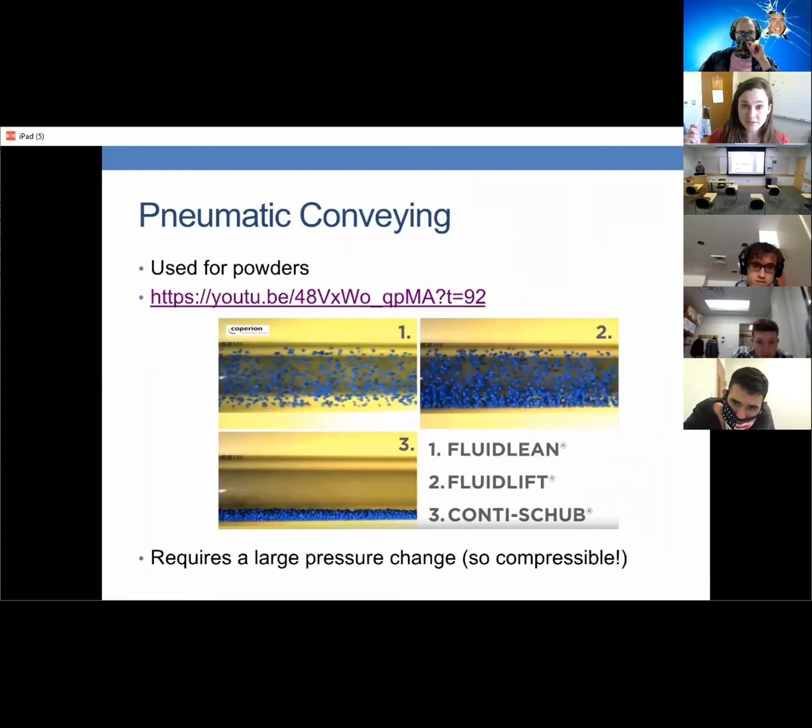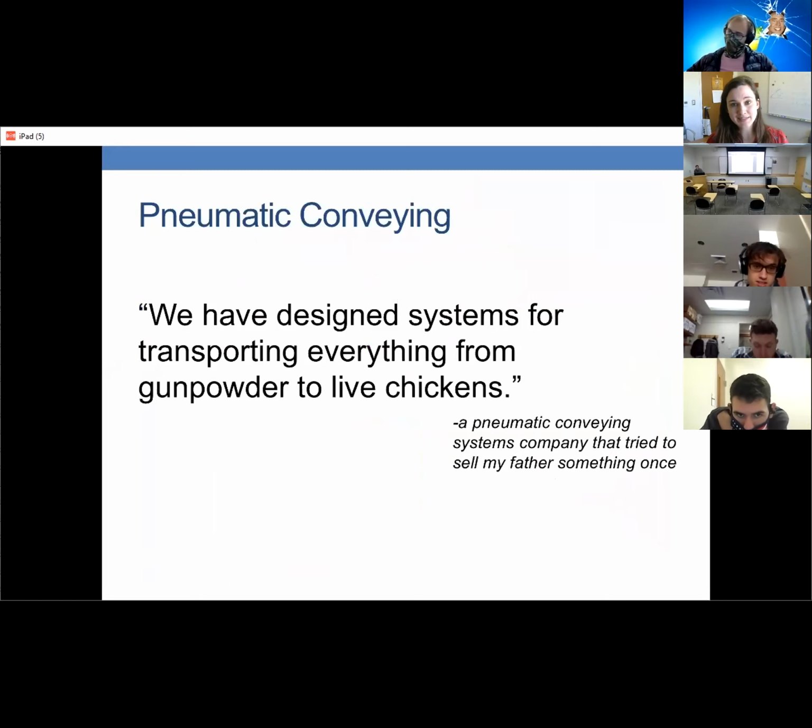My father's a chemical engineer, and I talked to him about a time he was buying a pneumatic conveying system for his plant. He sent me this message that the pneumatic conveying system company sent him. Apparently they have used this for gunpowder and live chickens. So you can use this to move a lot of solid things around.